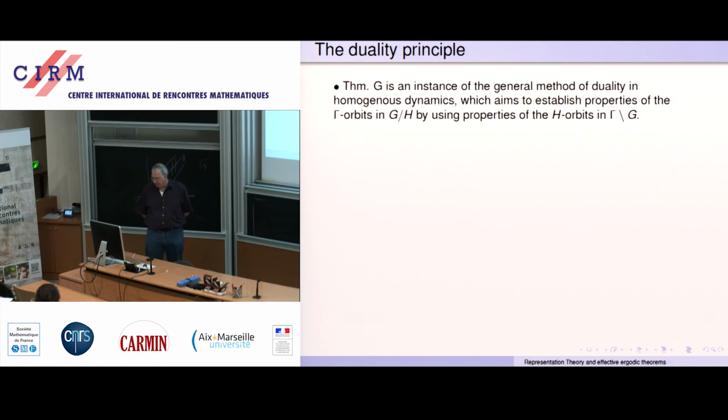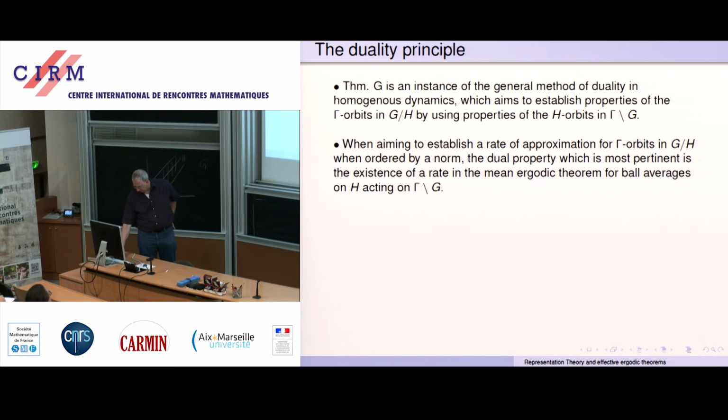Okay, so theorem G, which we had, is an instance of a general method of duality in homogeneous dynamics. And this method of duality aims to establish properties of gamma orbits in G mod H using properties of the H orbits in G mod gamma. And when aiming to establish a rate of approximation for gamma orbits in G mod H when ordered by a norm, the dual property which is most pertinent is the existence of a rate in the mean ergodic theorem for, let's say, ball averages on H acting on G mod gamma.